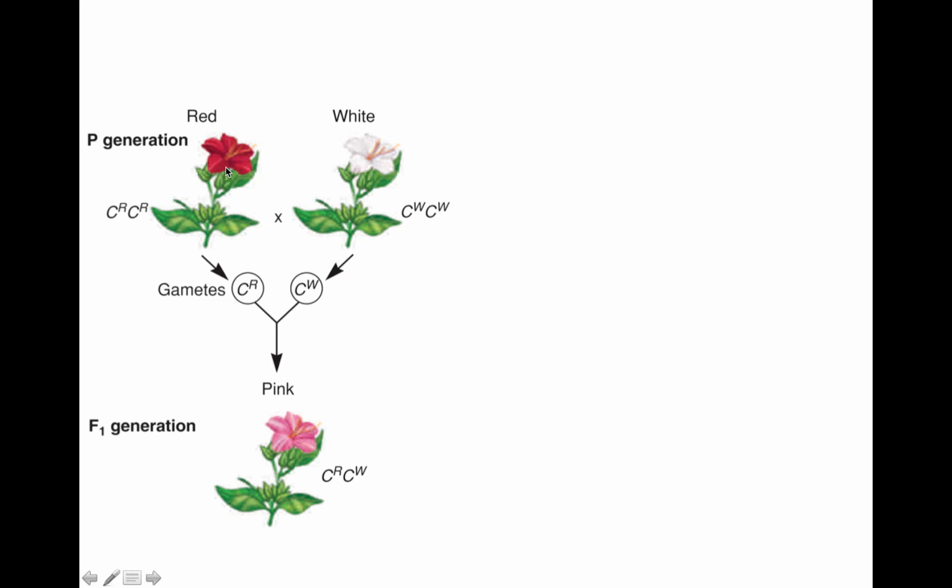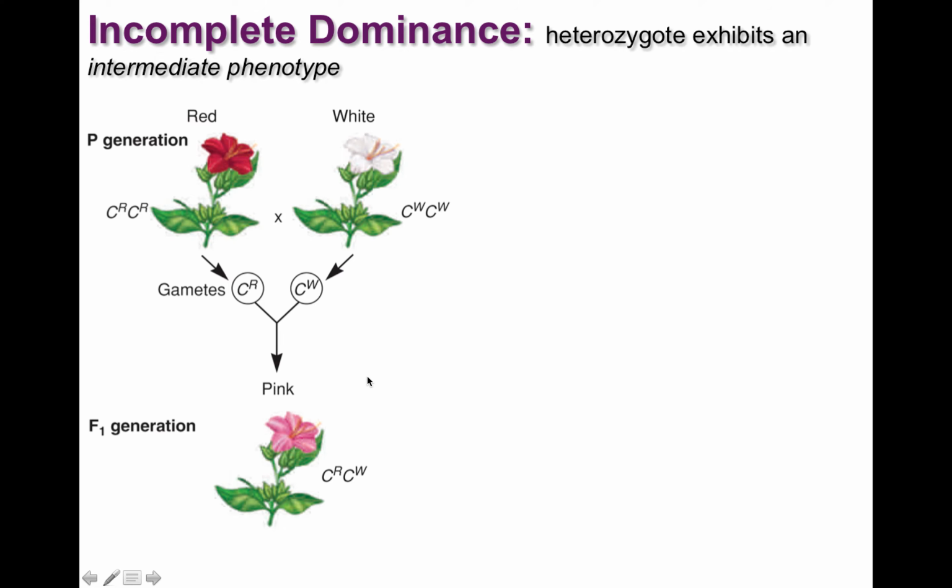Okay, so we have a red flower and a white flower, and what do we end up with? A pink flower. How do we explain that? Incomplete dominance is when a heterozygote individual exhibits an intermediate phenotype. So, intermediate between red and white is pink. That's pretty obvious.